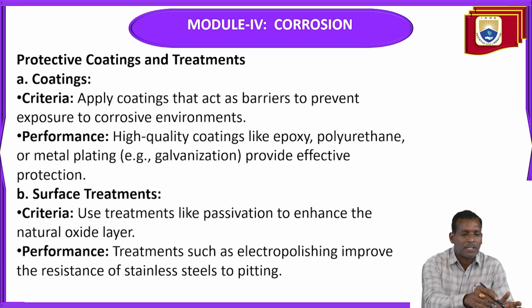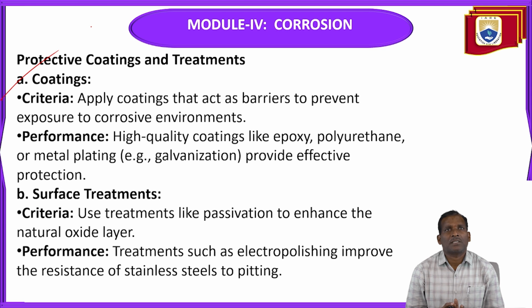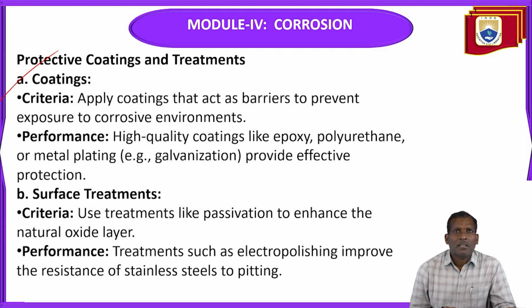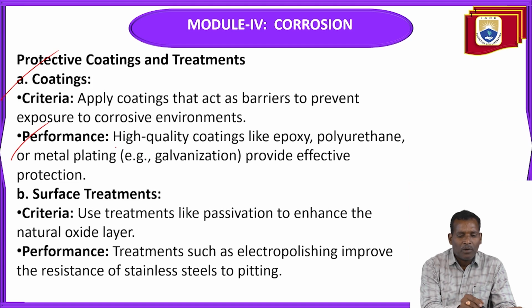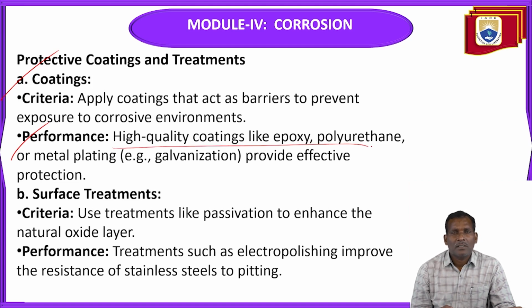Next, protective coatings and treatments. Coatings and treatments are important to prevent corrosion. The main criteria is to apply coatings that act as barriers to prevent exposure to corrosive environments. The performance: high quality coatings like epoxy, polyurethane, or metal plating.